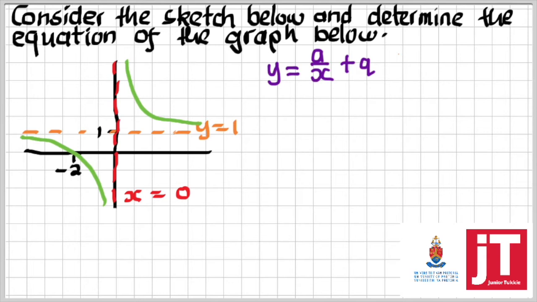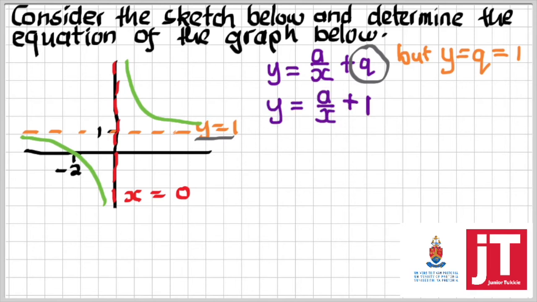But what else do we know? We know that the horizontal asymptote, y is equal to 1, is actually equivalent to that q value. So I can say that y is equal to q, which is equal to 1. So already we know the q value is 1. So I can substitute that value and rewrite the same equation as y is equal to a over x plus 1. I'm now going to make use of the point (-2; 0), the x-intercept.